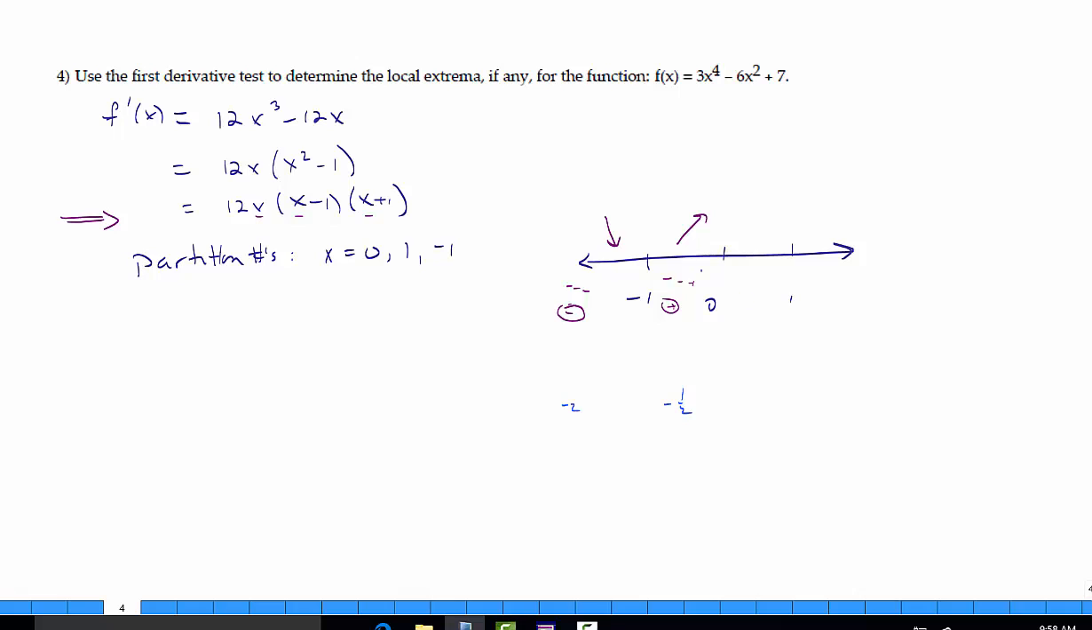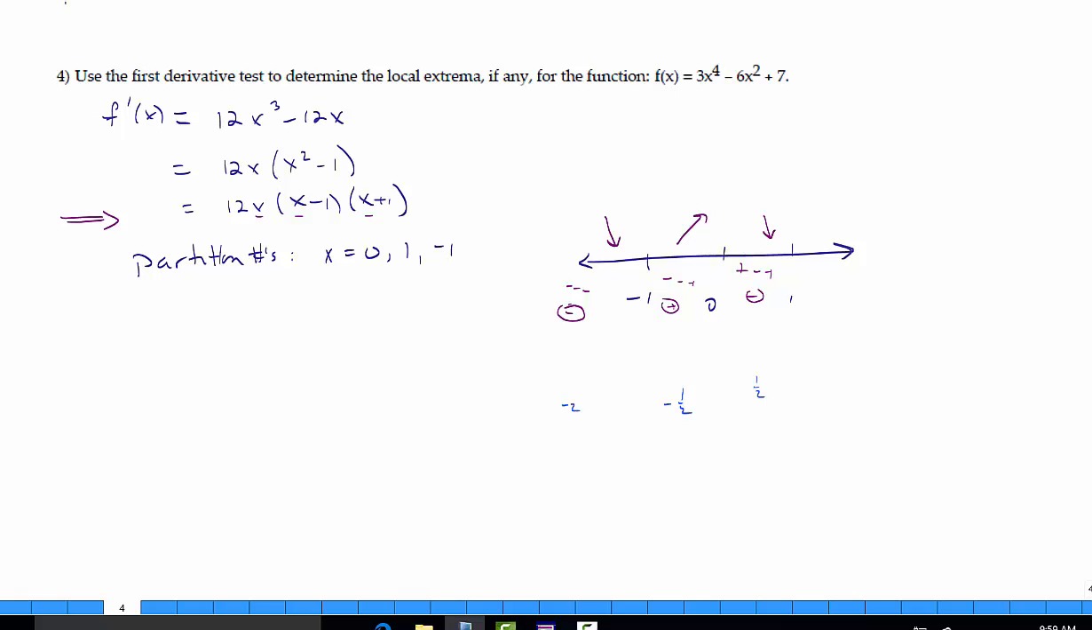Same thing between 0 and 1. This time I'm going to use a positive 1/2, plugging it in all my places. So 12x times 1/2 is positive, 1/2 minus 1 is a negative, and then 1/2 plus 1 is a positive. So positive, negative, positive, or positive, oops, I'm sorry, not positive. We're negative there, and therefore it is decreasing.